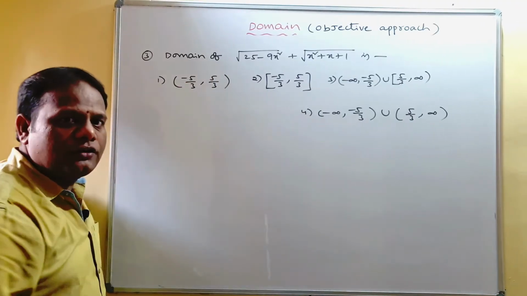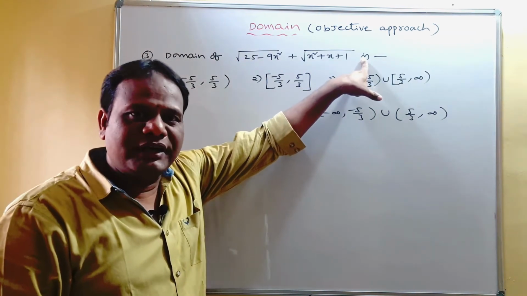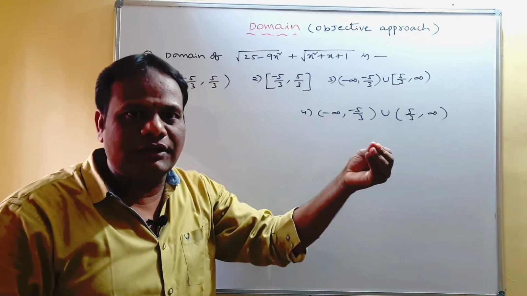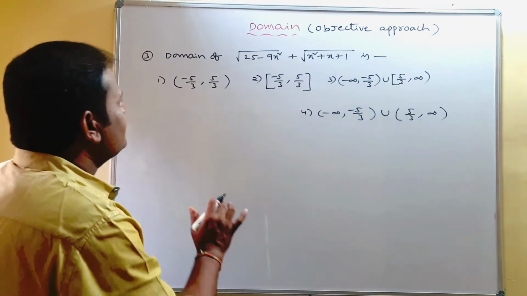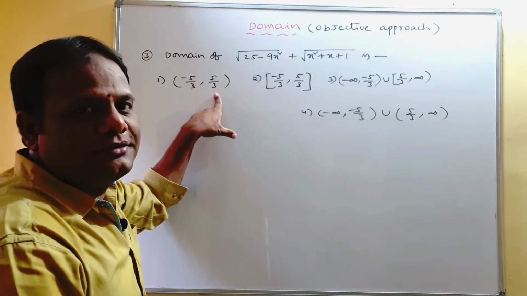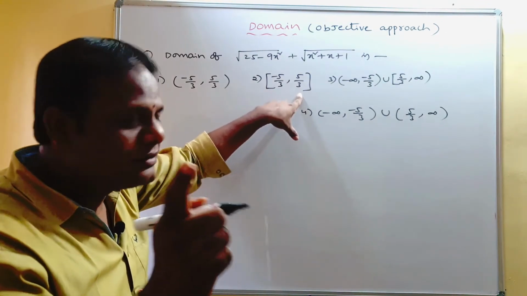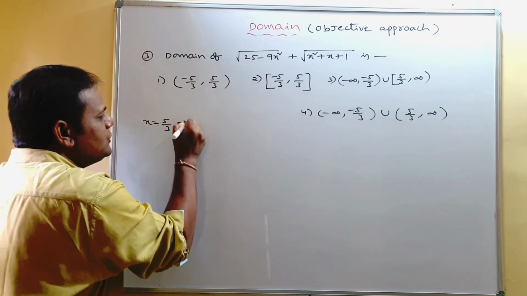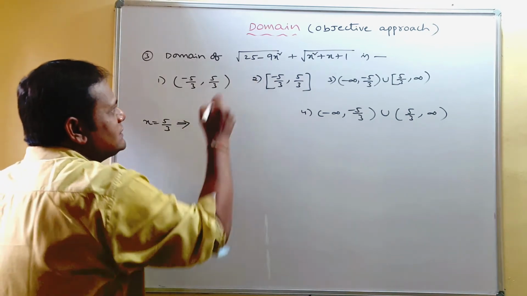See, moving to the third one, they are asking the domain of this function. So where this function is defined, those values are called the domain. So we go for verification. Here in the first option there is no 5 by 3, but in the second option we have 5 by 3, is it? So do one thing, put x equal to 5 by 3 and check whether the function is defined or not. Now you put 5 by 3 in this, what do you get?